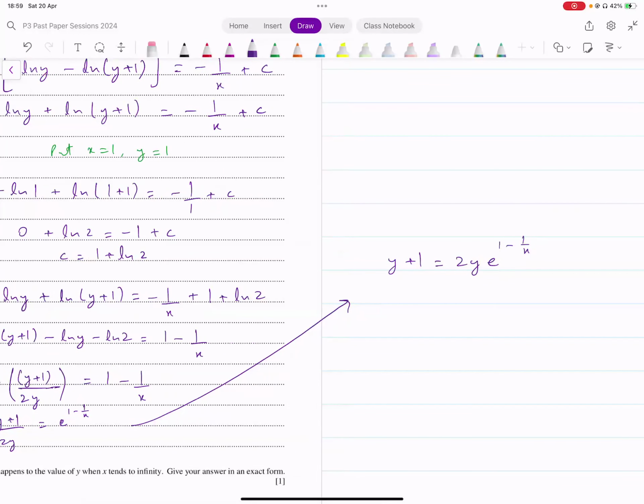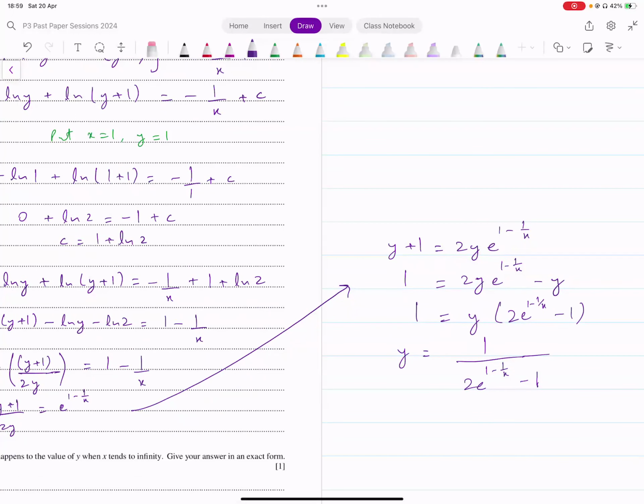Now take y terms to one side, everything else to the other side. And it would become 1 equal to 2y e raised to power 1 minus 1 over x minus y. Let's take y common. If we take y common, that leaves us with 2e raised to power 1 minus 1 over x minus 1, and that equals 1. And y finally turns out to be 1 over 2e raised to power 1 minus 1 over x minus 1. This is what we're getting for y in terms of x.